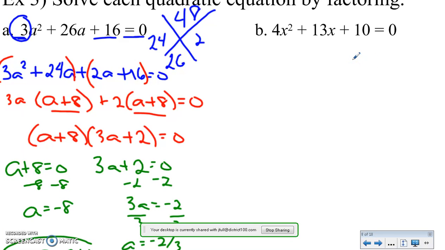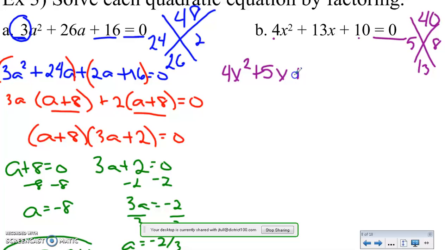We're going to go ahead and make sure it's equal to 0, which it is. And then since there's a number out front, when I do my x, I need to do 4 times 10 for the top, which is 40, and 13 goes on the bottom. So the two numbers that multiply to give me 40 and add up to 13 are 5 and 8. So using AC split, 4x squared plus 5x plus 8x plus 10 equals 0.